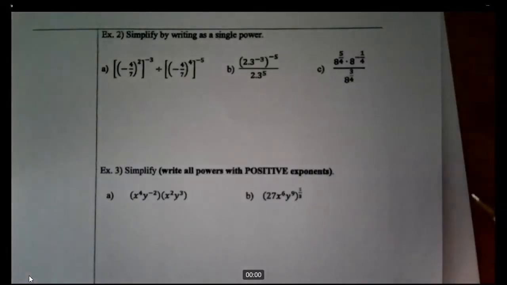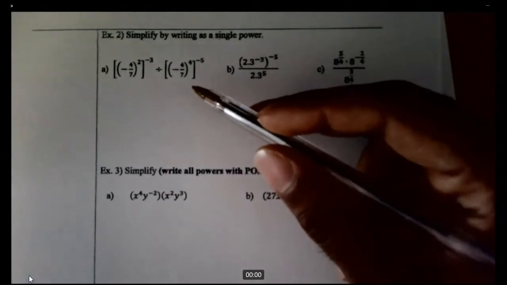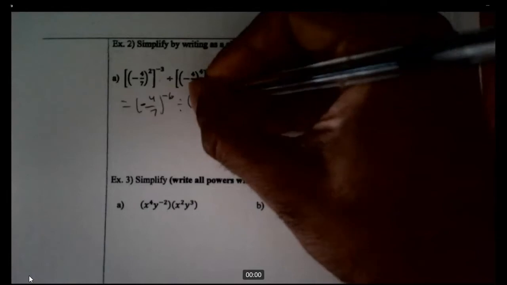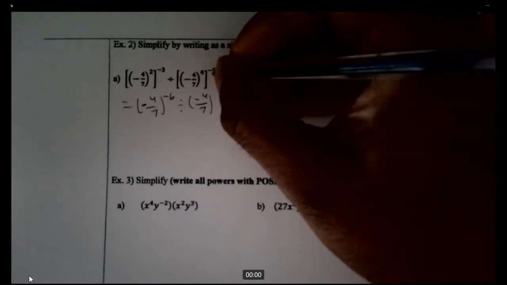Okay, here it looks harder, but now you're just going to take it one step at a time. So let's do this. So first off, you got power to a power. I'm going to try writing kind of small, but not too small, so you guys can still see. So keep the inside the same. So negative 4 over 7, and negative 3 times 2 is negative 6. So negative 6. And divided by, let's do the other side too. You got negative 4 over 7. And on the outside, you got negative 20.